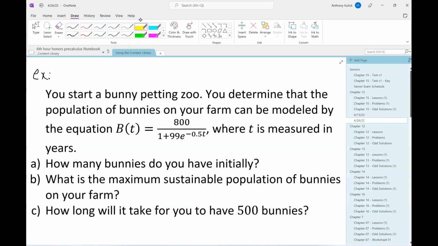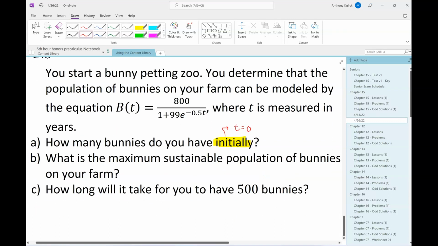So first off, part A asks, how many bunnies do you have initially? Initially means what time? What would initially imply as a time? 0, right? Before anything's happened. That would be initially, right? So all I need to do is B of 0.